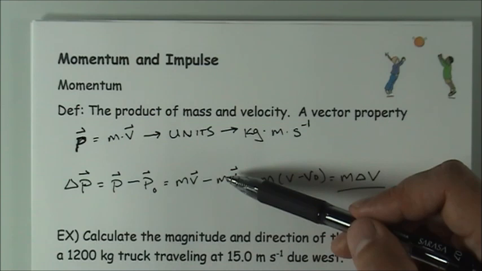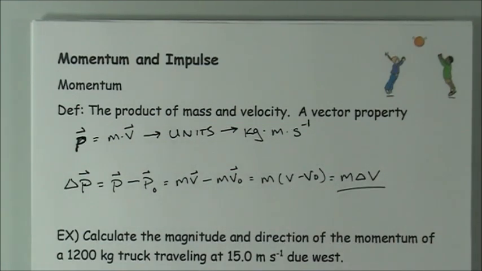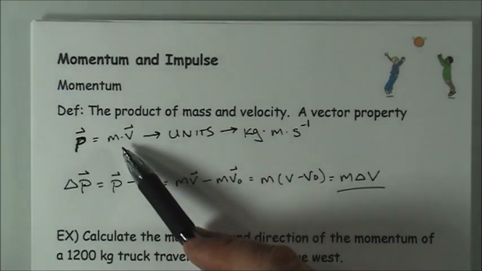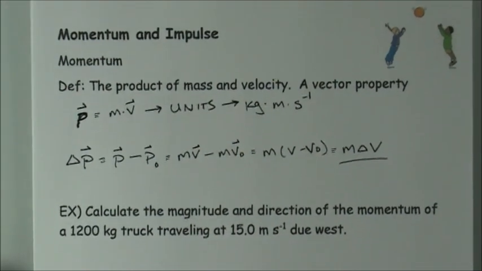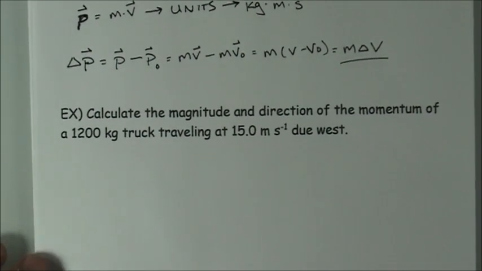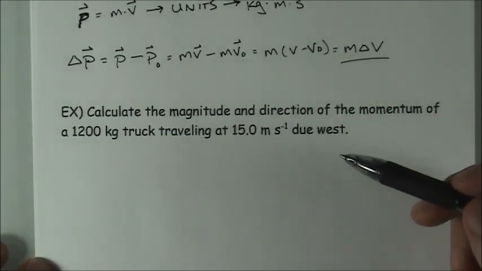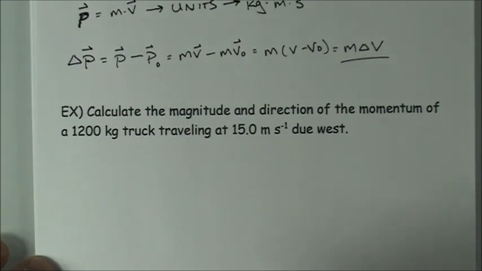Unlikely you would be asked these two questions, but just to give you a sense of how a simple version of the problem would look. We'll take a look at calculating the momentum of an object, and then secondly we'll look at calculating the change in momentum. So for the first problem, we'll look at a truck traveling westward at 15 meters per second, and the mass of the truck is 1,200 kilograms.